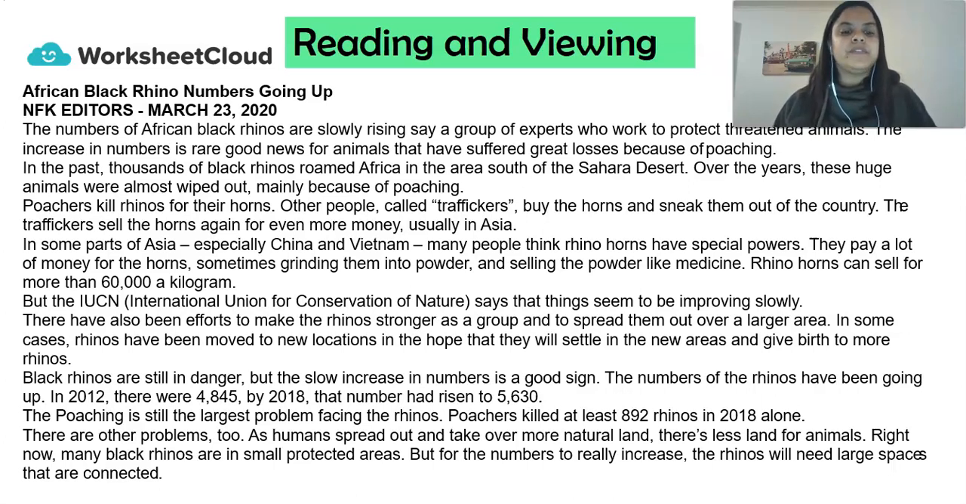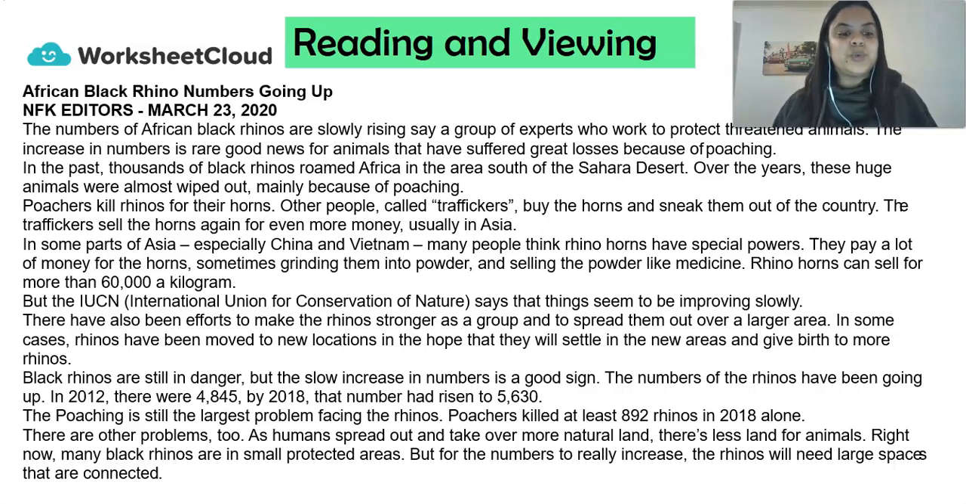There have also been efforts to make the rhino horns stronger as a group and to spread them out over a larger area. In some cases, rhinos have been moved to new locations in the hope that they will settle in the new areas and give birth to more rhinos. Black rhinos are still in danger, but the slow increase in numbers is a good sign. The numbers of the rhinos have been going up.